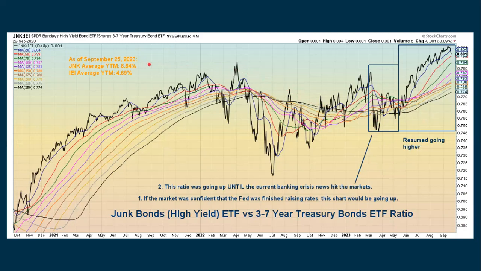I'm recording this the day before Monday the 25th, so this is really as of the close on Friday. The junk bond average yield to maturity was 8.64%. Okay, would you like to get that kind of a yield? Well, a lot of people think that, so that's why this ratio is going up. Compared to the government bond, the 3 to 7 year Treasury bond, it's yielding 4.69%. So you're getting almost 4% more by assuming more risk. And that's why we see this continuing to go up.